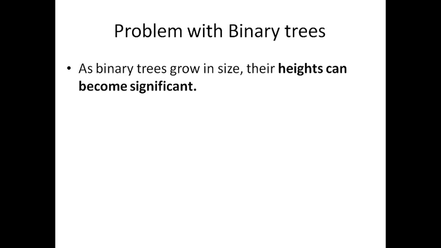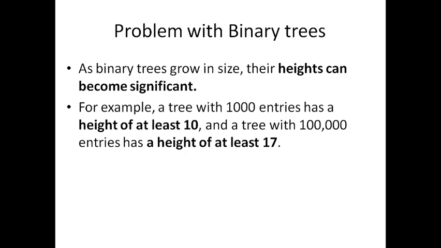The binary tree as it grows may become very tall. The height of the binary tree can become very significant, leading to difficulty in managing such a very high height binary tree. So for example, if you construct a binary tree with 1,000 entries, it will have a minimum height of 10. Whereas if the tree is having 1 lakh entries, then its minimum height will become 17.